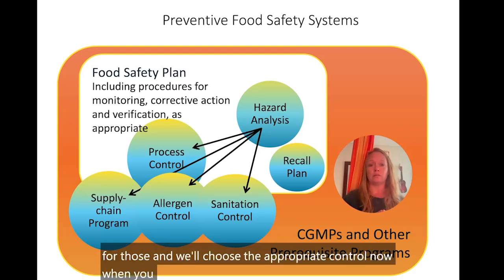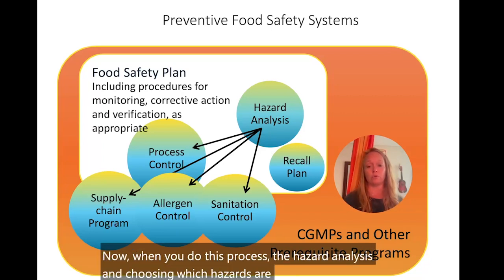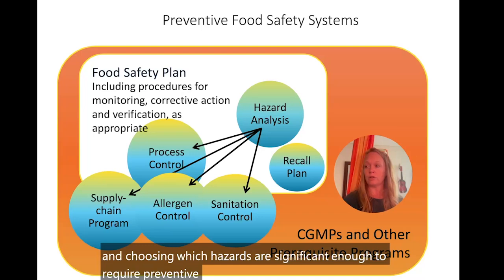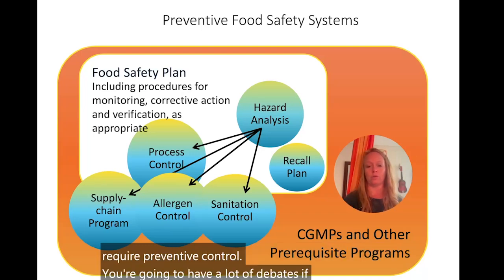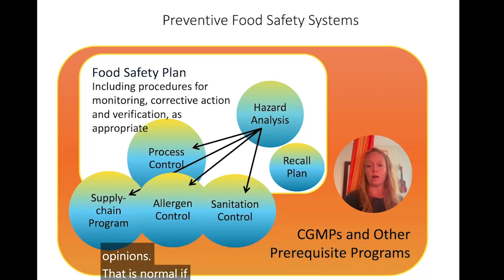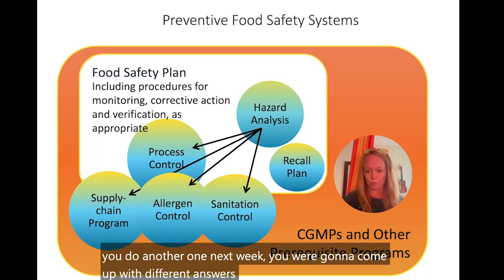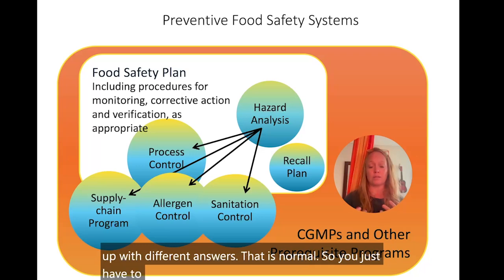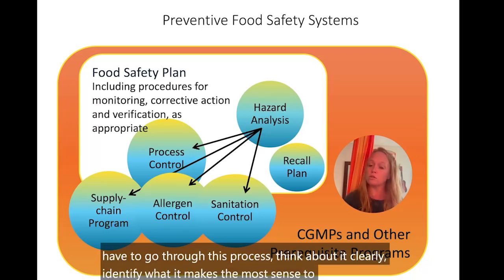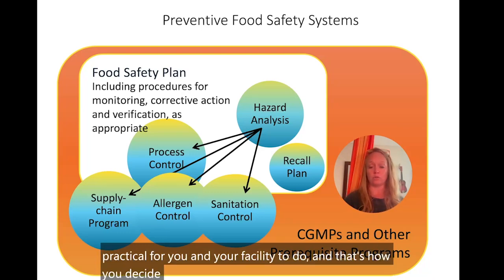Now, when you do this process, the hazard analysis, and choosing which hazards are significant enough to require preventive control, you're going to have a lot of debates. If you're doing it with your team, people are going to have different opinions. That is normal. If you do a hazard analysis today and you do another one next week, you are going to come up with different answers. That is normal. So you just have to go through this process, think about it clearly, identify what makes the most sense to do, what is practical for you and your facility to do, and that's how you decide which controls are preventive controls.